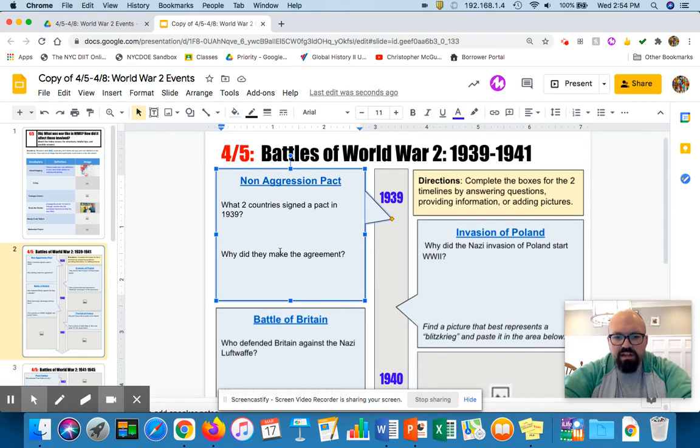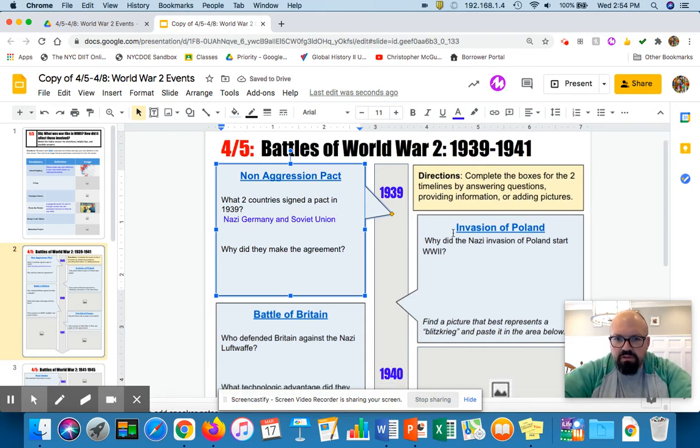Which 2 countries signed it? It was Nazi Germany and Soviet Union. Why did they make that agreement? Okay, things that you can all figure out.